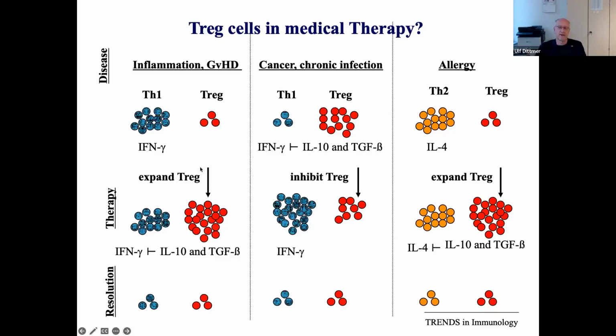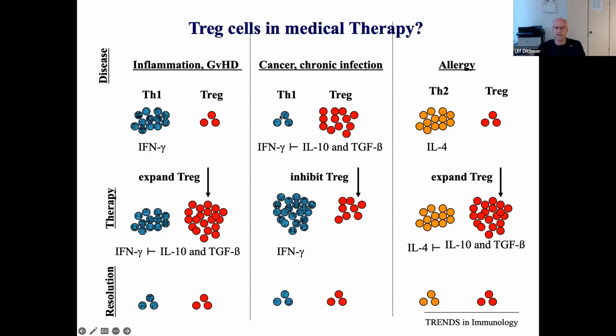So in that scenario, we would like to expand the population of regulatory T cells and have more of those so that they are able to suppress effector T cells to prevent then autoimmunity or graft versus host disease. So this would be the resolution then. We have equal numbers of Tregs and effector T cells. So in chronic infection and cancer, the situation is completely different.